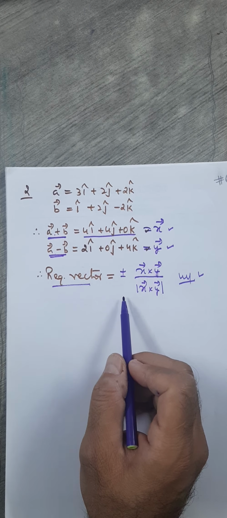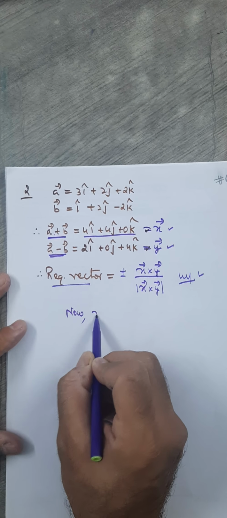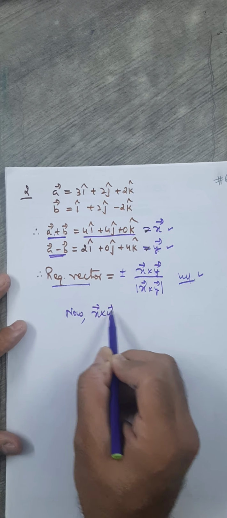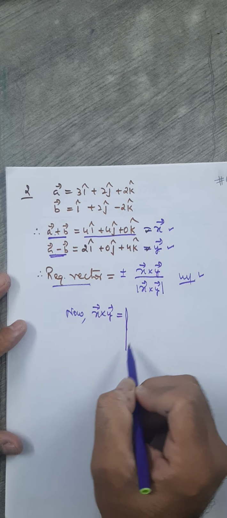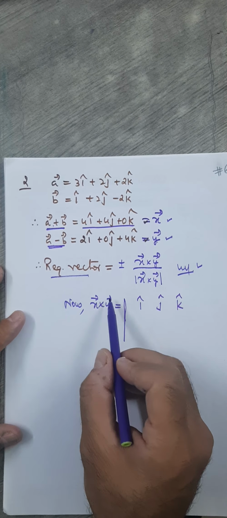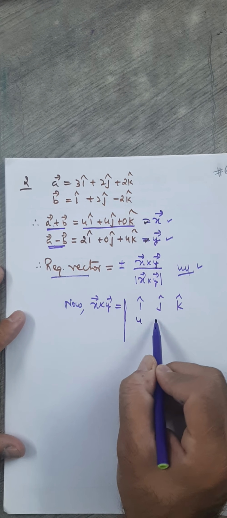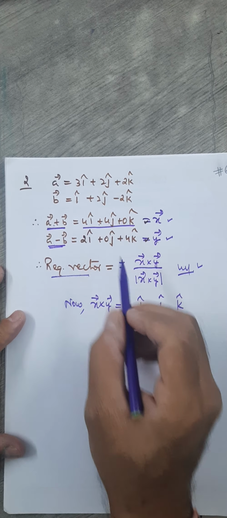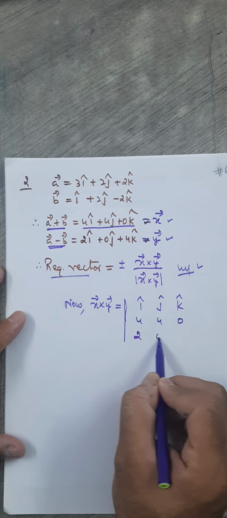Okay, now we get the cross product first and place it there. Just find the cross product of these two vectors. You know how to find this. Here i, j, k. What is vector x? That is 4, 4, 0. That's vector x. Here it is 2, 0, 4.